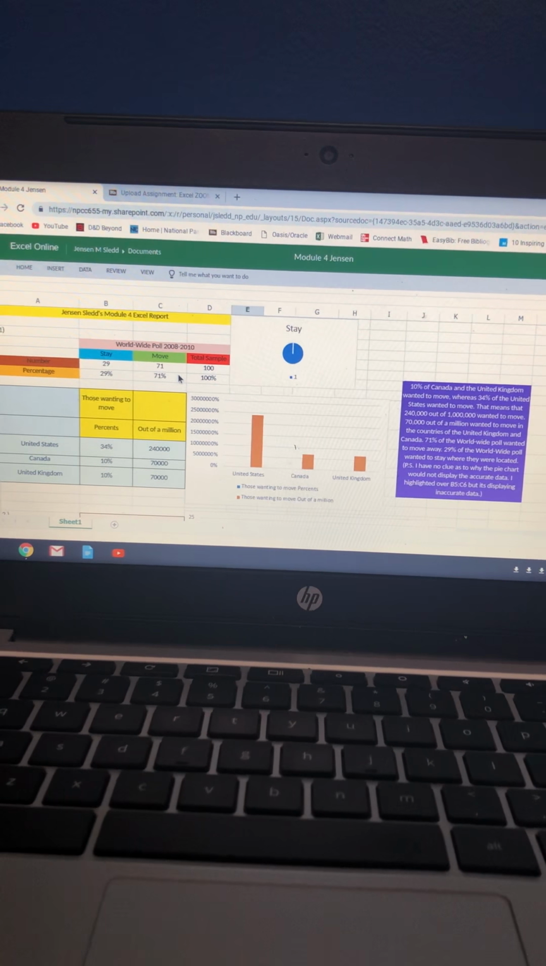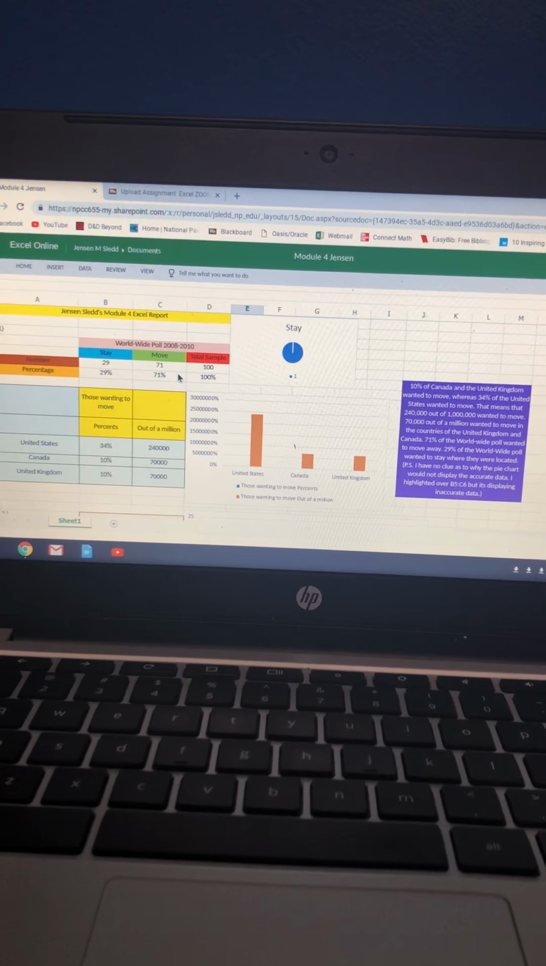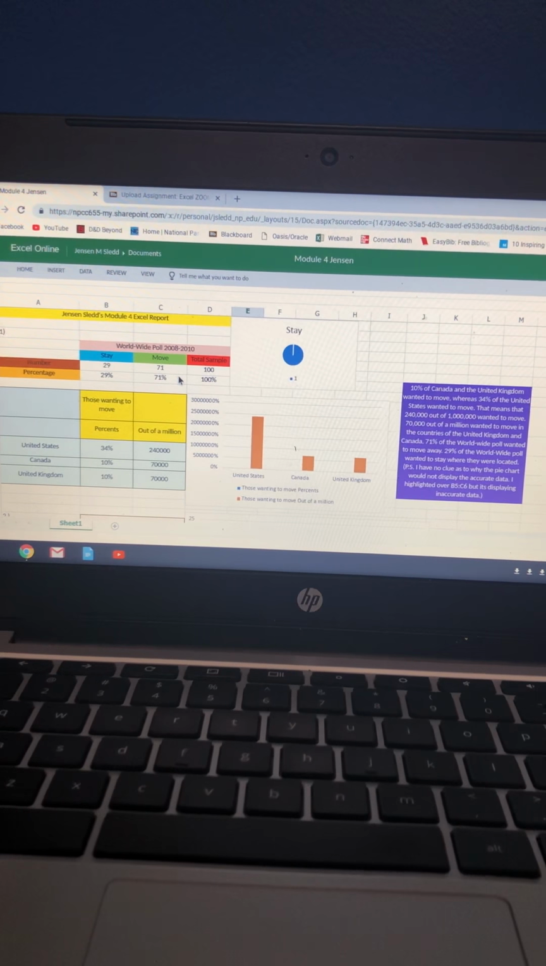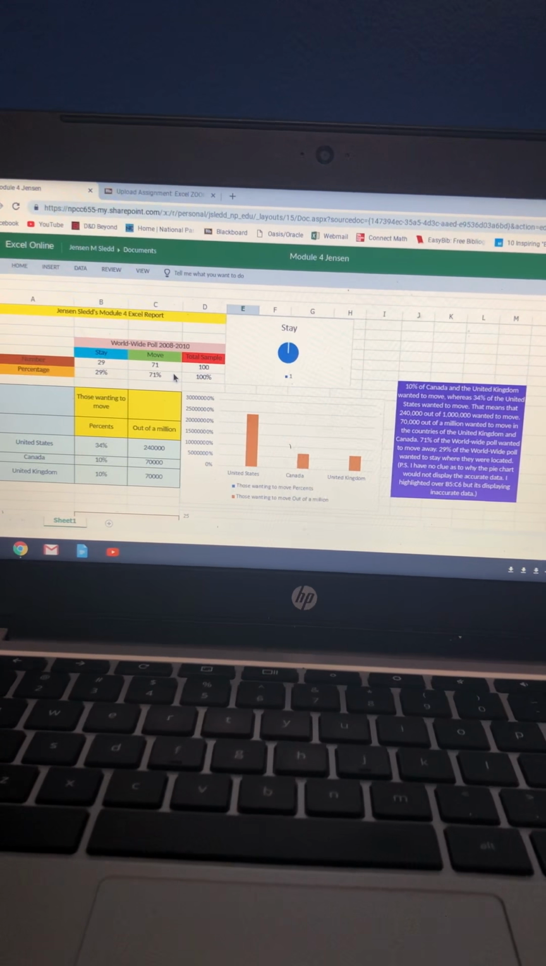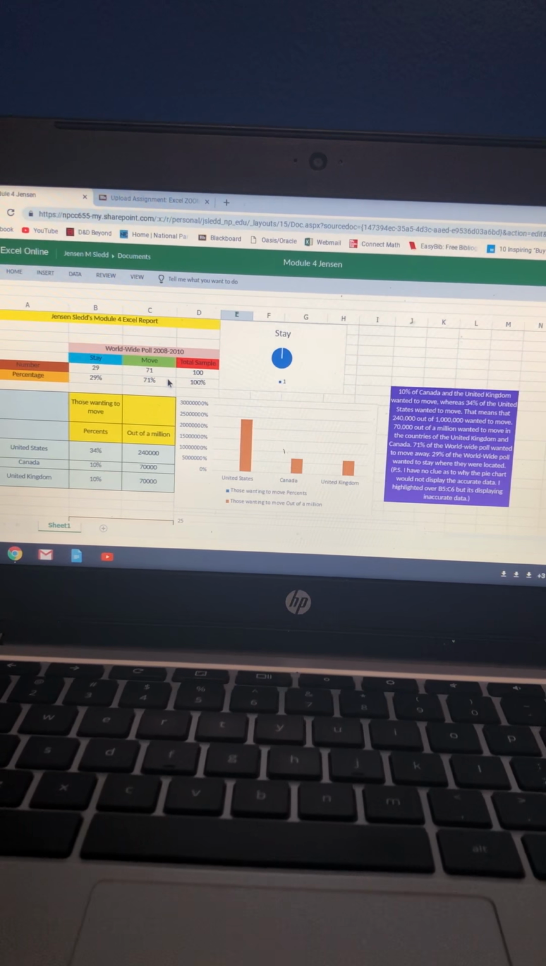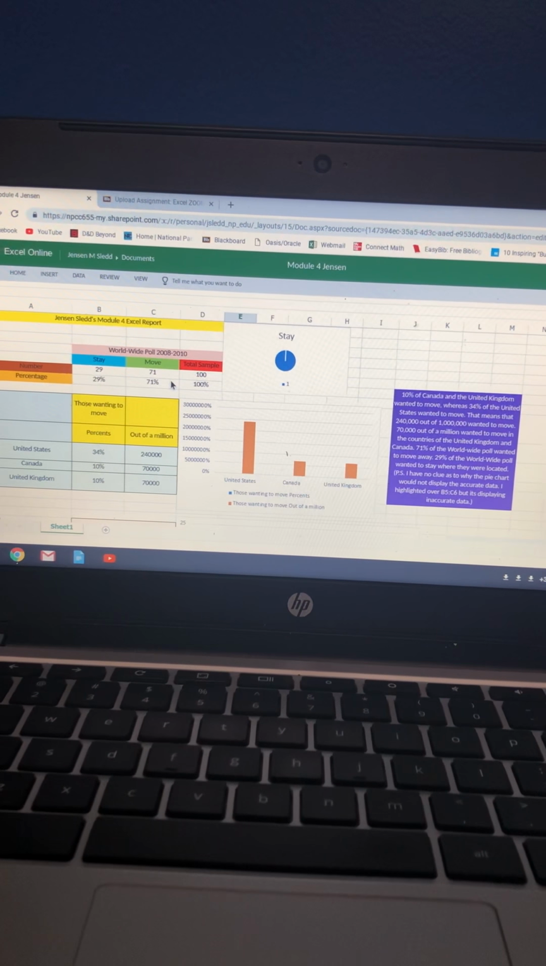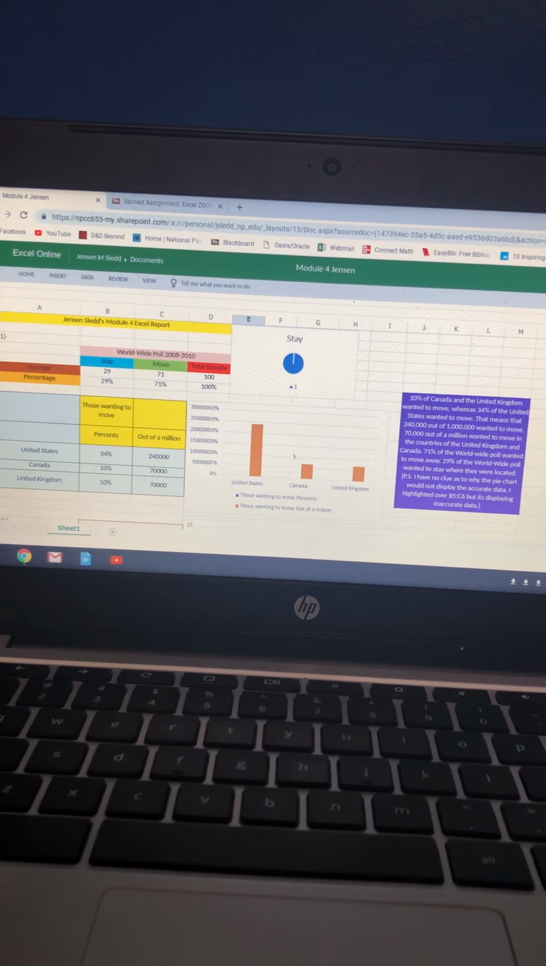P.S. I have no clue why the pie chart would not display accurate data. I have highlighted over cells B5 and C6, but it is displaying inaccurate data. Moving along to number 2.